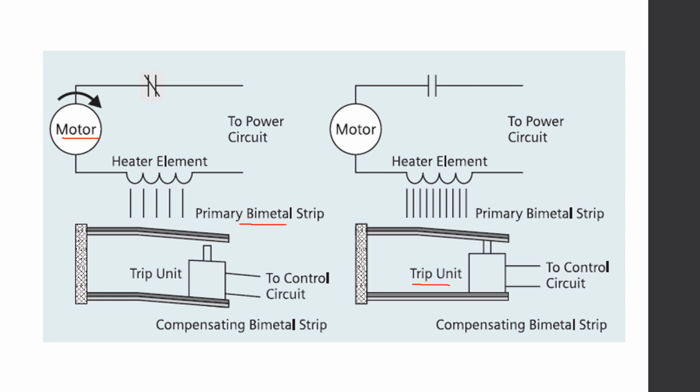As already told, the bimetallic strip operates with temperature, and we know that whenever a situation of overcurrent occurs, temperature increases, and therefore the bimetallic strip will change shape. And hence, in this way, the motor is saved from damage.